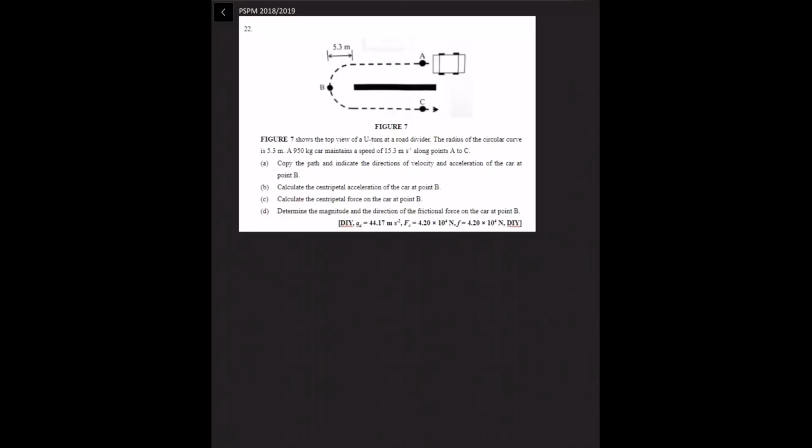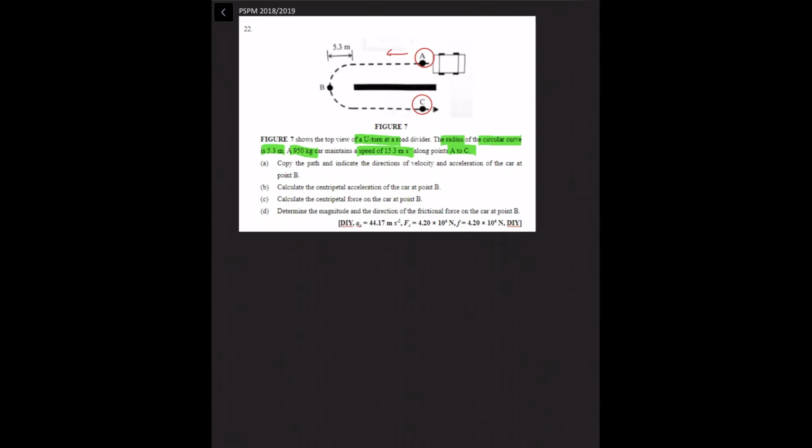Last question for horizontal circular motion from PSPM 2018-2019. Figure 7 shows the top view of a U-turn at a road divider. The radius of the circular curve is 5.3 meters. A 950 kilogram car maintains a speed of 15.3 meter per second along point A to C. So the car is moving from A to C.